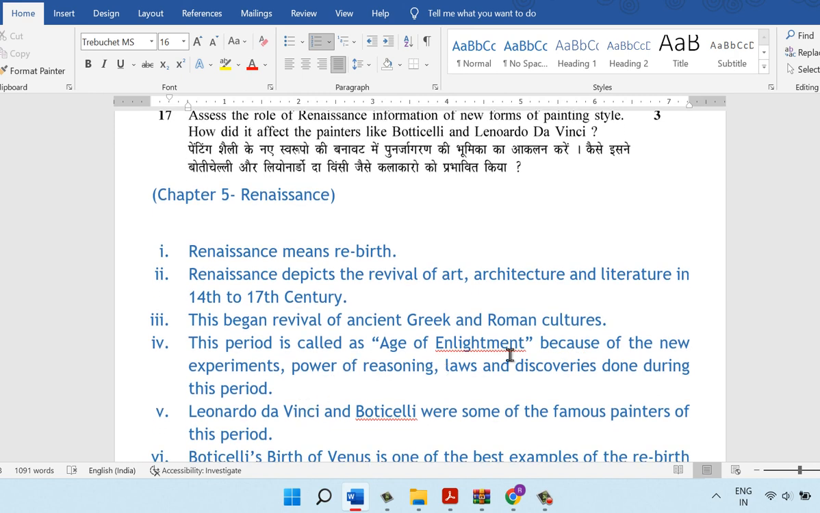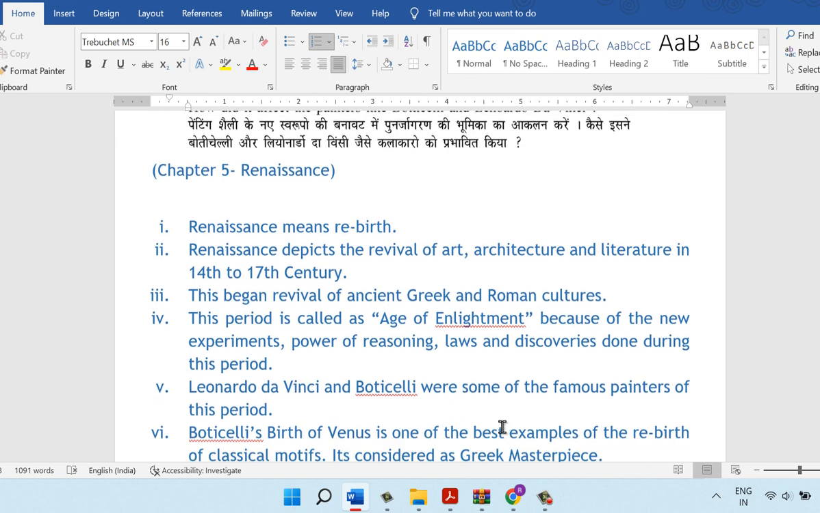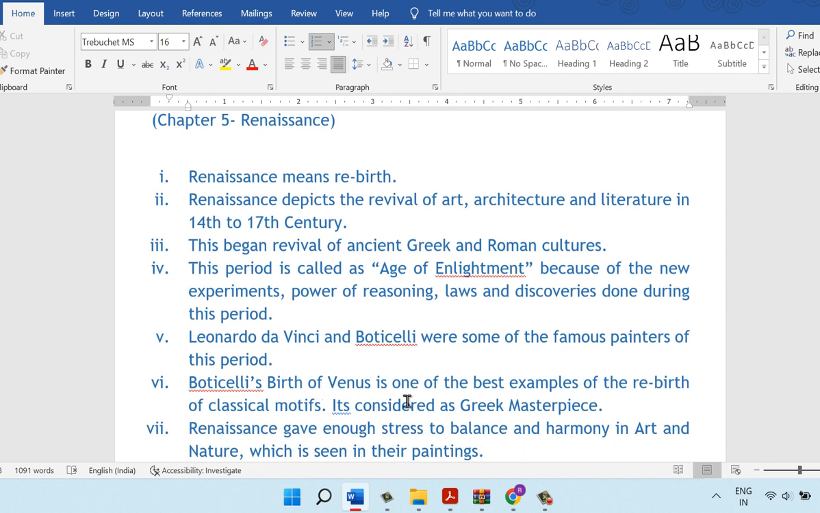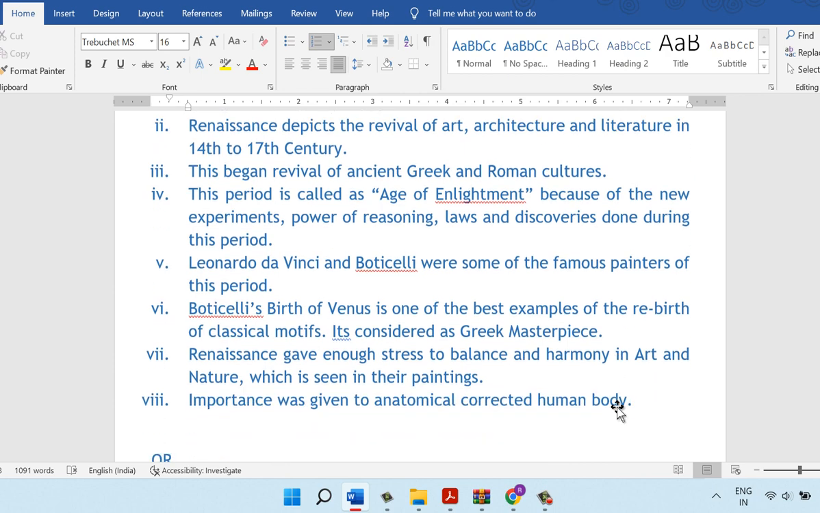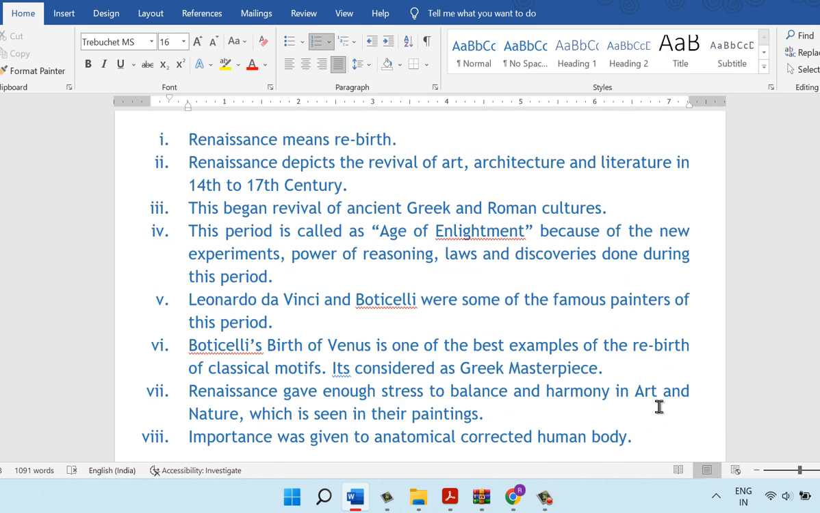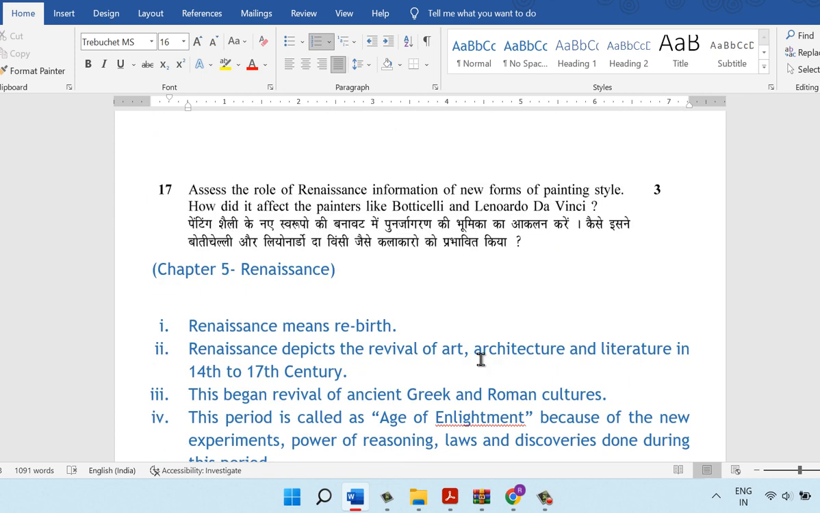This period is also called the Age of Enlightenment because of the new experiments, the power of reasoning, laws and discoveries that were done during this period. Leonardo da Vinci and Botticelli were some of the famous painters of this period. Botticelli's Birth of Venus is one of the best examples of the rebirth of classical motifs, and it's considered a Greek masterpiece. Renaissance gave enough stress to balance and harmony in art and nature, which can be seen in the paintings. Importance was given to an anatomically correct human body. This was the role that Renaissance played, and it affected painters like Botticelli and Leonardo da Vinci.